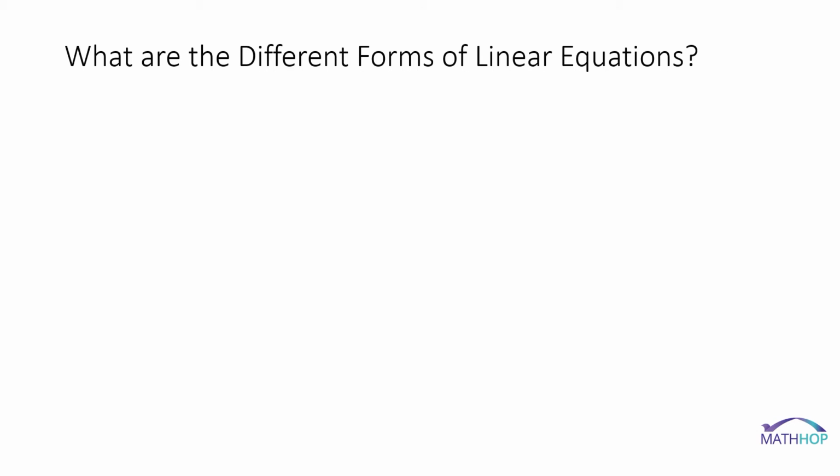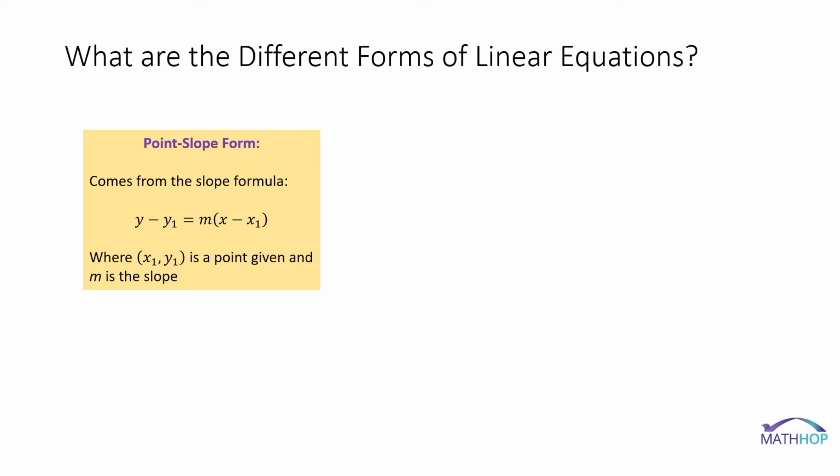What are the different forms of linear equations? Well, let's start with the scariest. Point-slope form, the one we hate the most, but it's actually pretty helpful. It comes from the slope formula, as we'll see in a little bit, and it states y minus y1 equals m times the quantity x minus x1. Remember, y and x are just variables that are in the equation. x1 and y1 are given points, and remember, m is the slope.